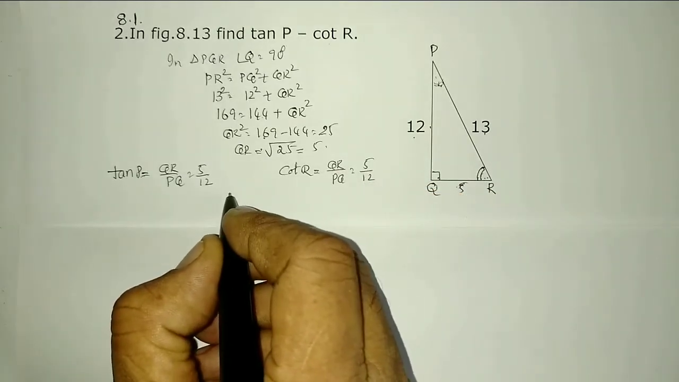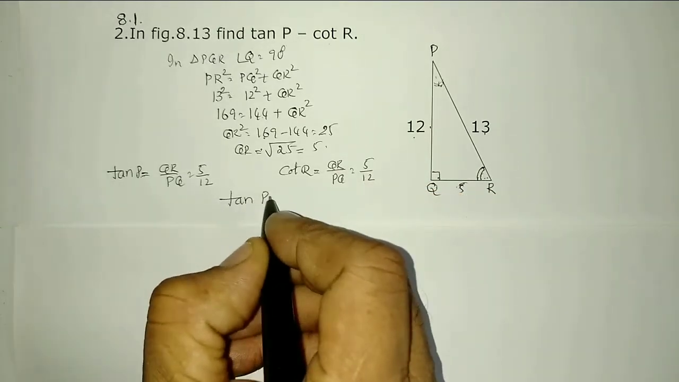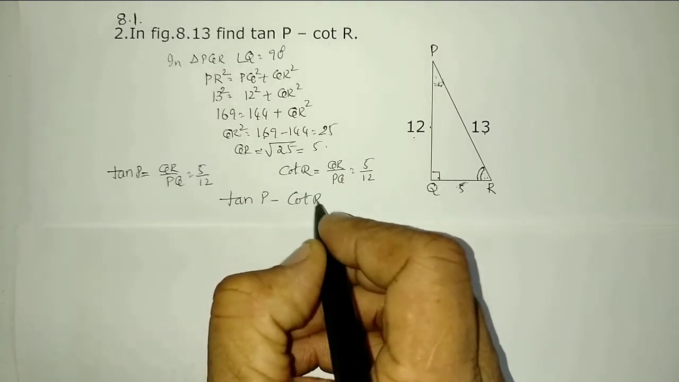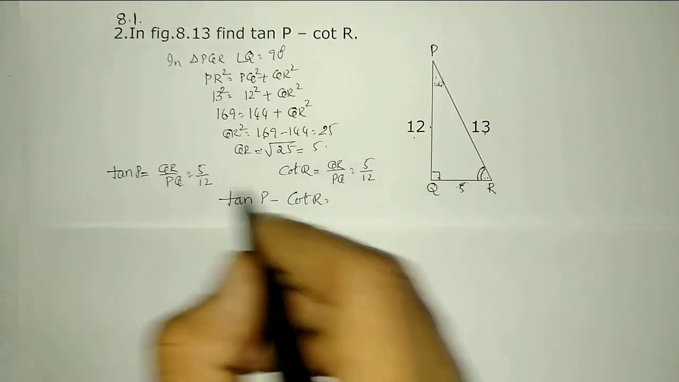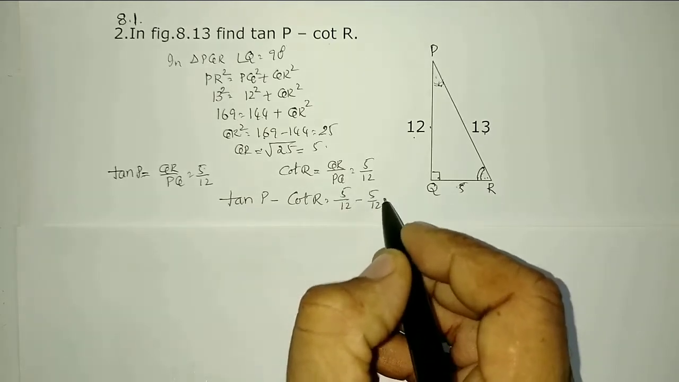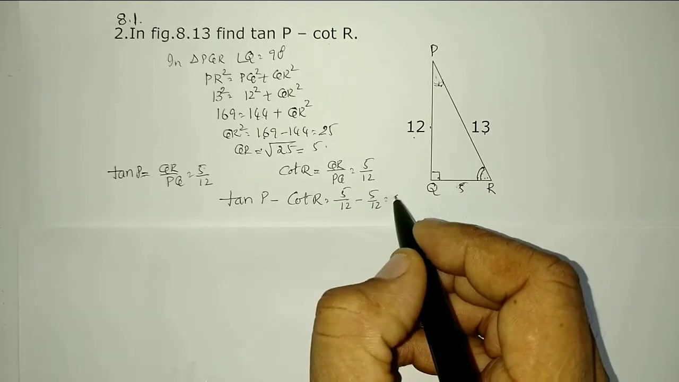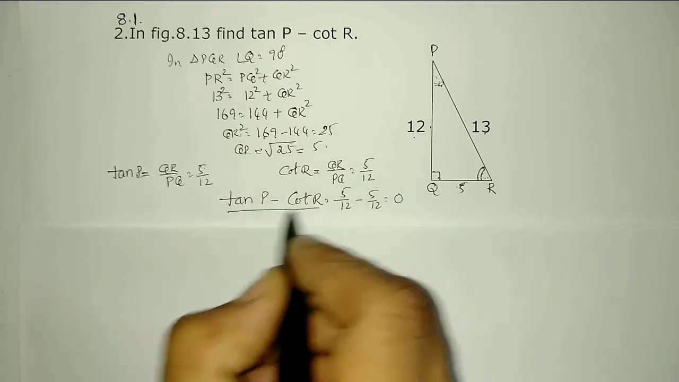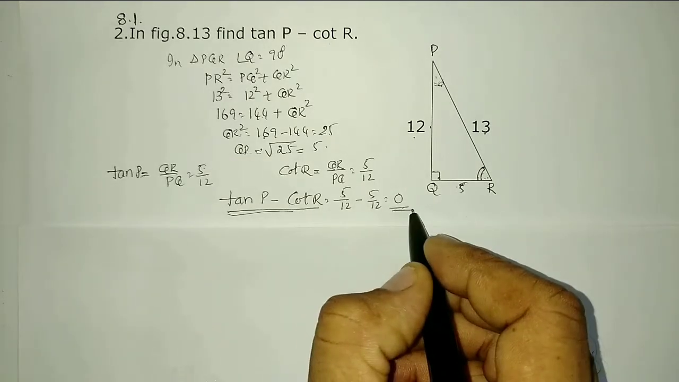Now you have to find tan P minus cot R. Tan P equal to what? 5 by 12. Cot R 5 by 12. 5 by 12 minus 5 by 12, 0. So tan P minus cot R equal to 0.